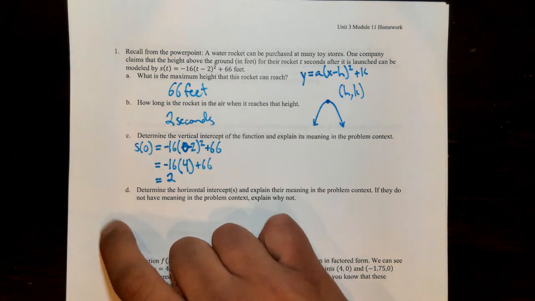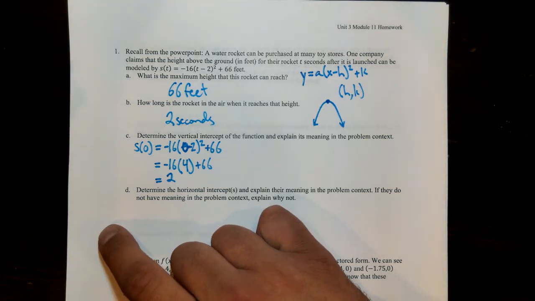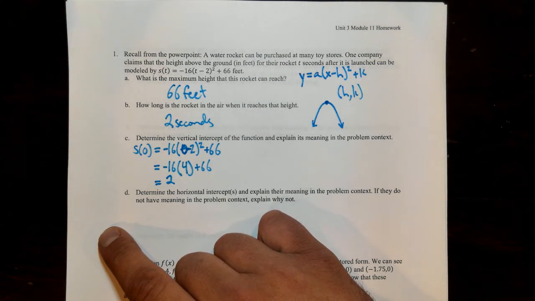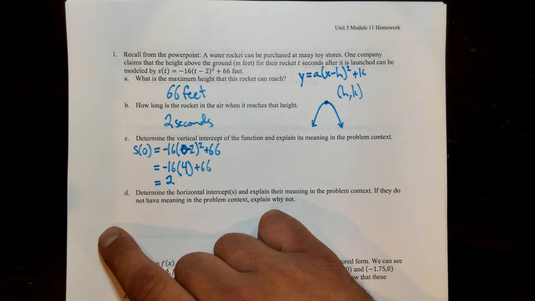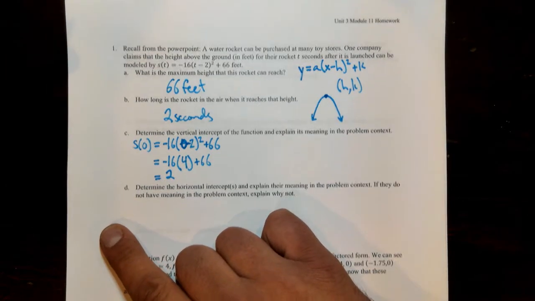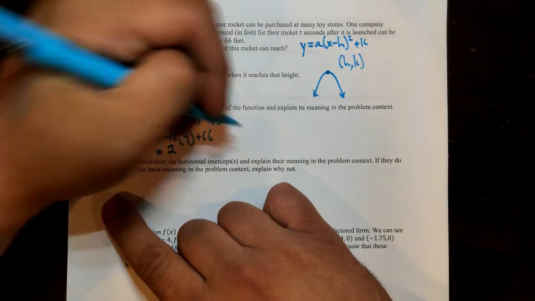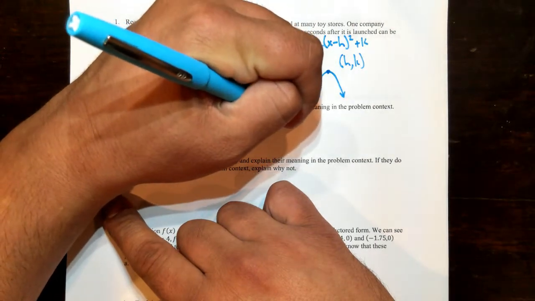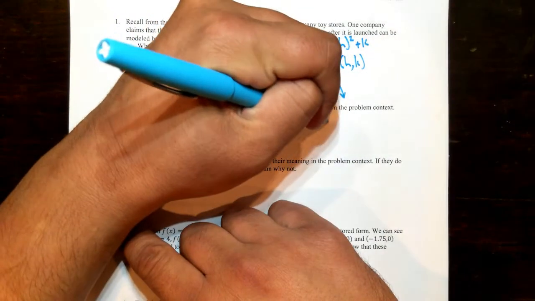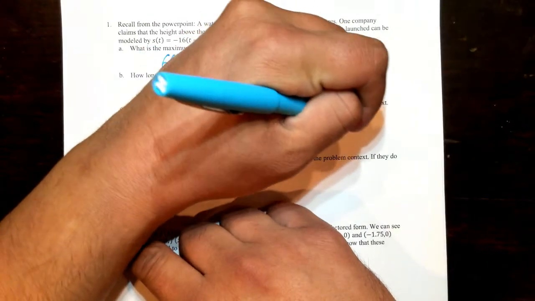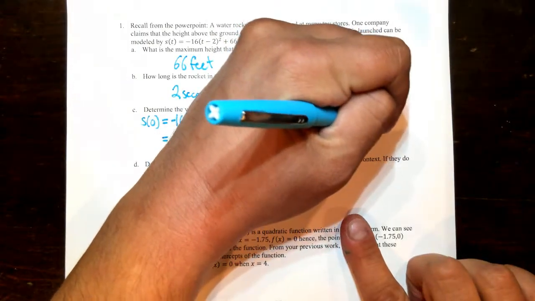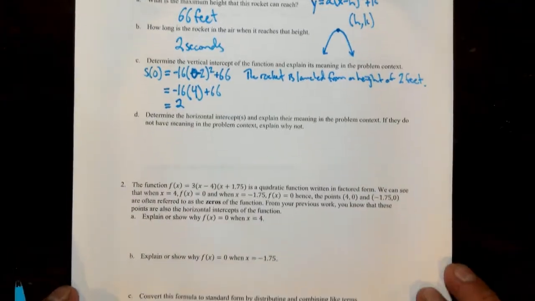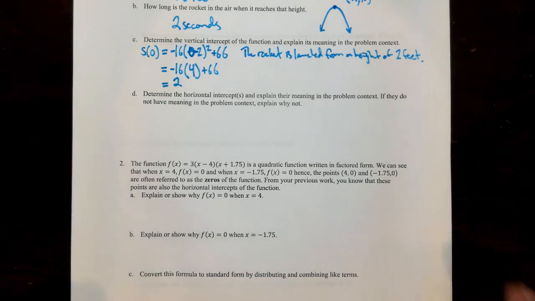So our vertical intercept is 2, and that just means that the rocket is launched from a height of 2 feet. Remember, our y value is our height, and this is when x equals 0, so it's when it's first launched. It's launched from 2 feet. So I guess we could say the rocket is launched from a height of 2 feet. Okay. And then D, determine the horizontal intercepts and explain their meaning in the problem context.